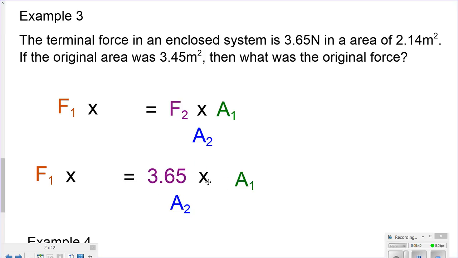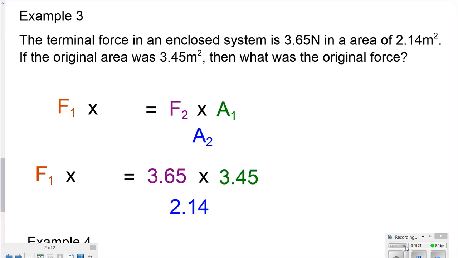Move it over. In an area of 2.14. This is also my terminal area, which is at the bottom. 2.14 is my terminal area. If the original area was 3.45, there you go. Now I'm here. 3.45. What is the original force? Multiplies 3.65. 3.65 times 3.45.